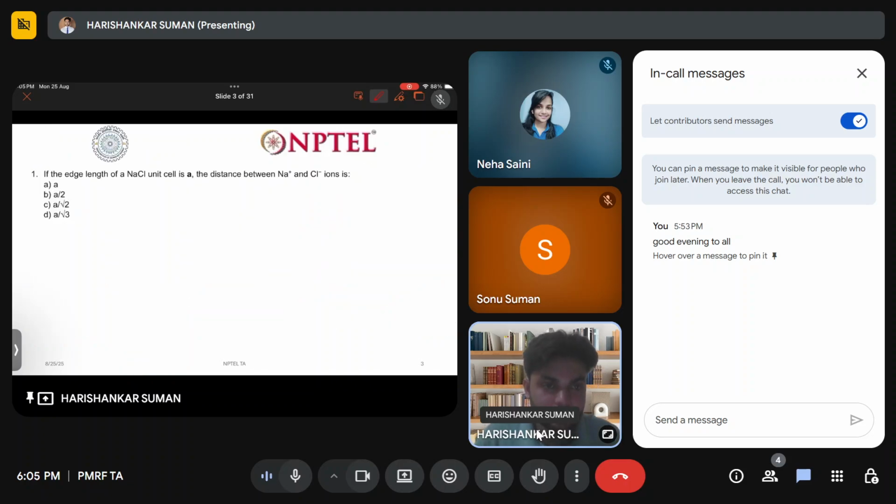So let's discuss a question on this. If the edge length of the unit cell is A, the distance between Na+ and Cl- ion will be: A, A by 2, A by 2, or A by root 3? Please solve this question. Take 1 to 5 minutes, then I will discuss.